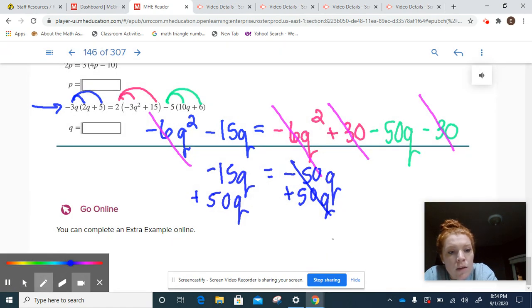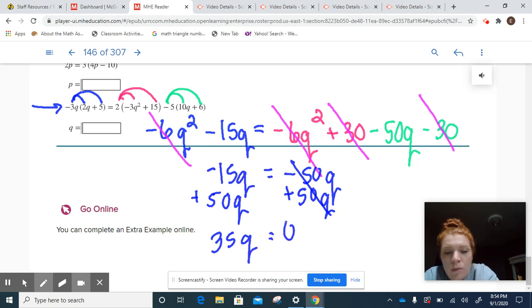I am left with 35Q equals 0. This is a really weird one. So then Q would just equal 0 if you divide 35 to both sides. Interesting. Q is 0.